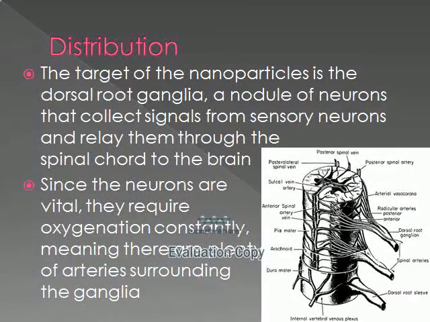The target of the nanoparticles is the dorsal root ganglia, which is a nodule of neurons that collect signals from sensory neurons and relay them through the spinal cord to the brain. Since neurons are very vital, they require oxygenation constantly, meaning there are plenty of arteries surrounding the ganglia.